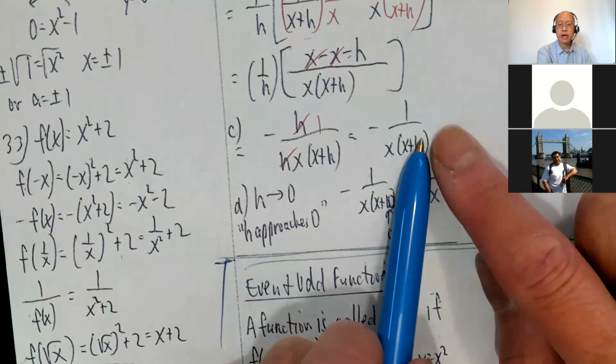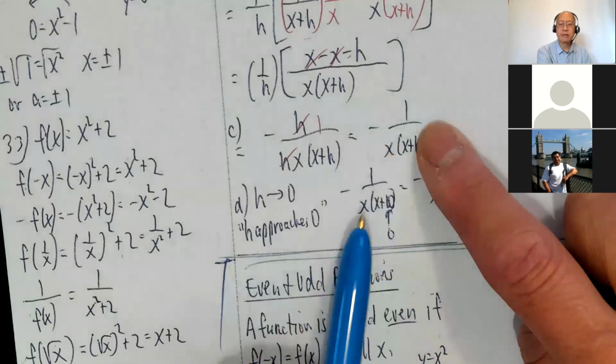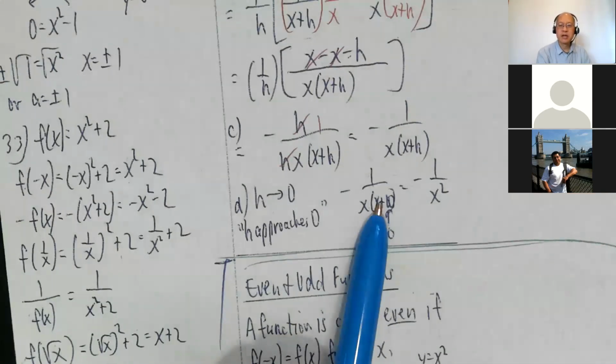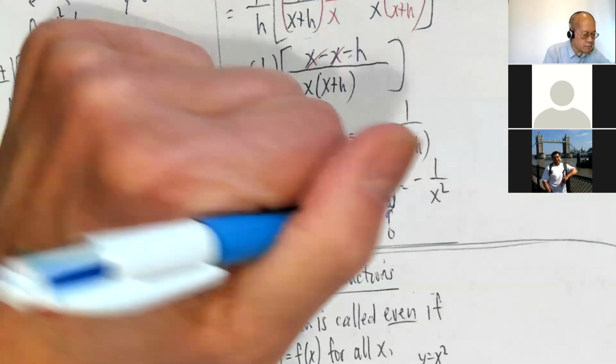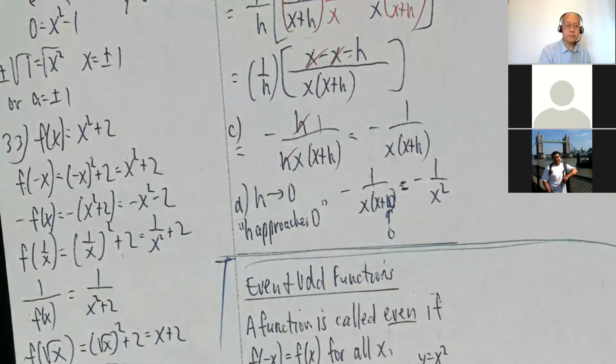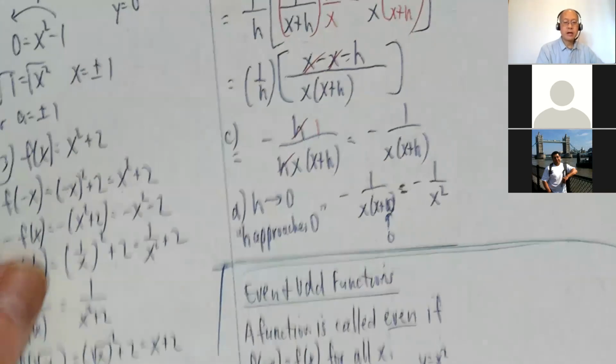In actuality, when you work this problem out, just plug in 0. If I plug in 0, I have negative 1 over x times x. So see here, I have x times x plus h. Just plug in 0. So the final answer becomes negative 1 over x squared. And that's about it for that one. Okay. Right, so that's how to do that.